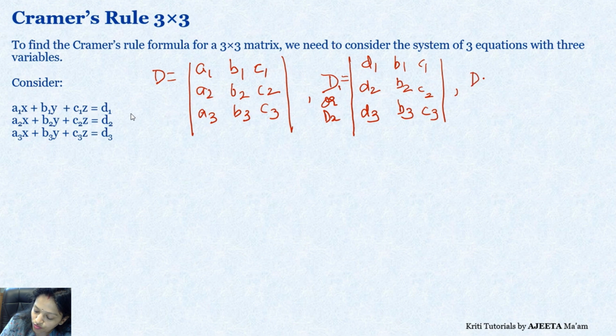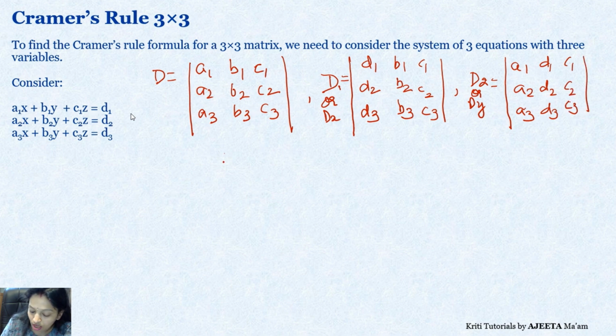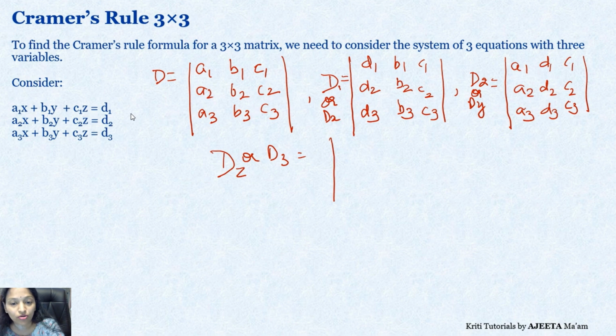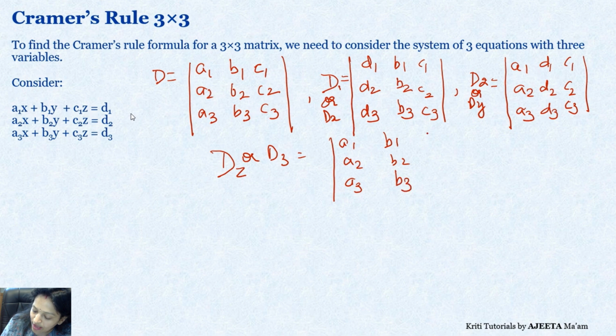Now what will be d2? That is dy. So you are going to replace the coefficients of y with the constant terms, the rest will remain the same. So a1, a2, a3, and in place of the y coefficients we have d1, d2, d3, and then c1, c2, c3. Now here one more will come, that is dz or d3, which will be the matrix for the coefficients of x and y and the constant terms. And we have to write the determinant for the same. So now a1, a2, a3, b1, b2, b3, and d1, d2, d3. Right? So these are d, d1, d2, and d3.